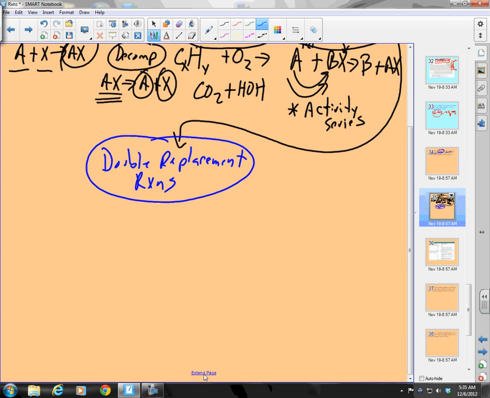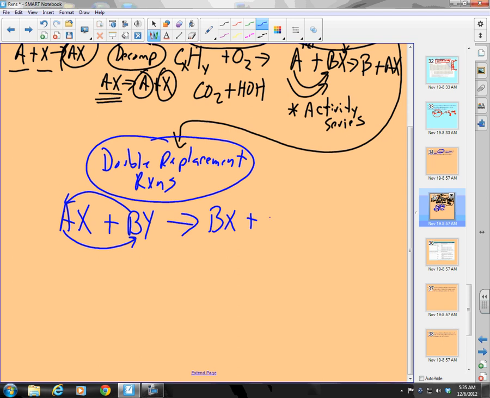Well, the general form for my double replacement reaction is that I have AX plus BY yields, what do you think? Well, A is going to come over here, and B is going to come over there, right? And so I'm going to make BX plus AY.